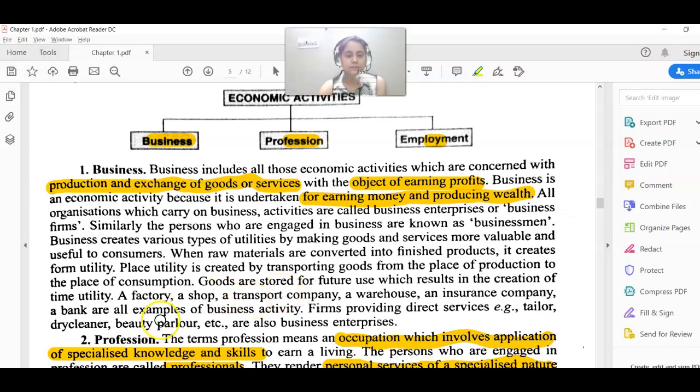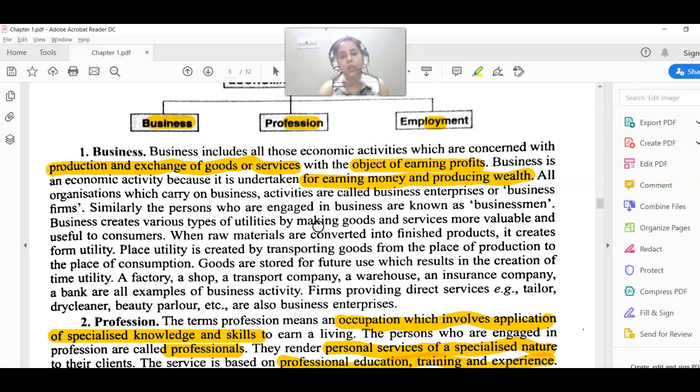A factory, a shop, a transport company, a warehouse, an insurance company, a bank are all examples of business activity. Firms providing direct services, that is a tailor, dry cleaner, beauty parlor, etc., are all business activities. All of them are doing a business, creating utility in some or the other kind. They expect profit out of that business.